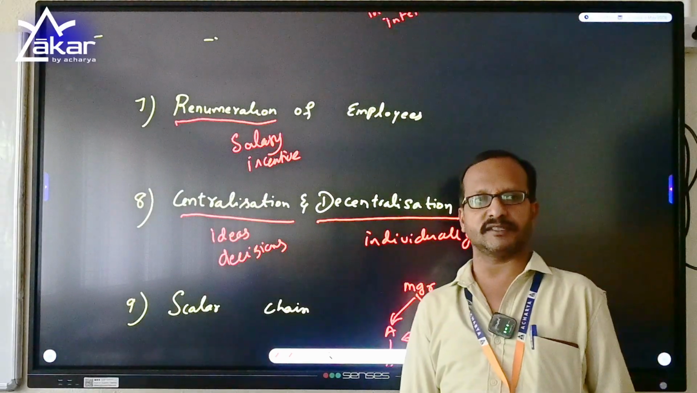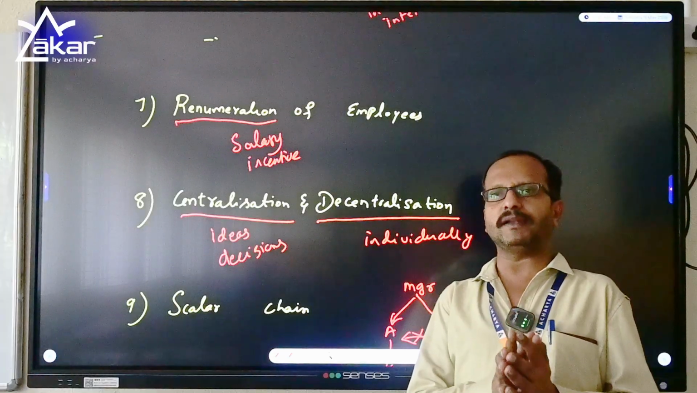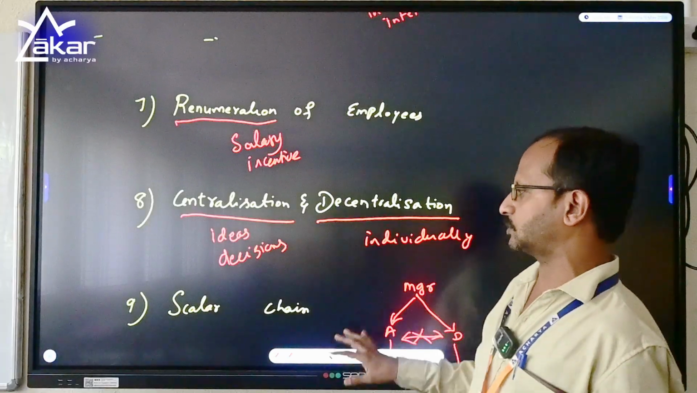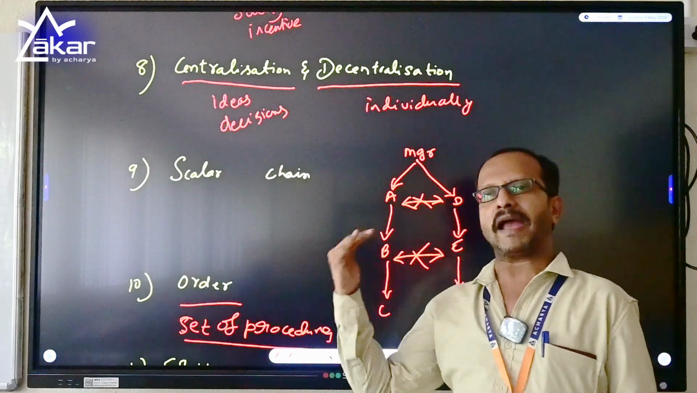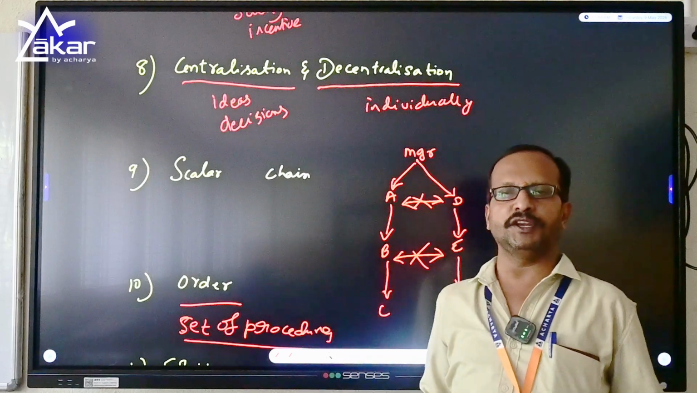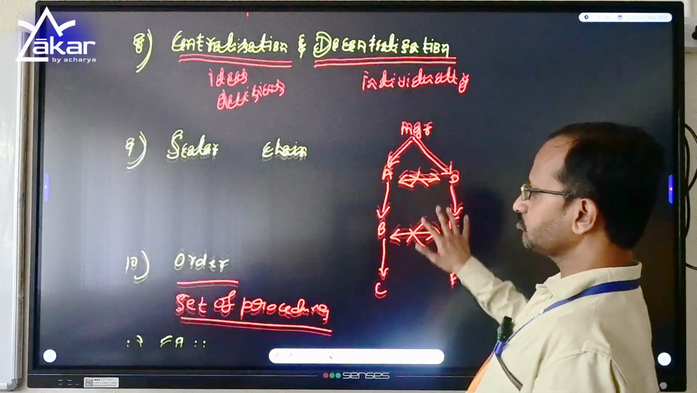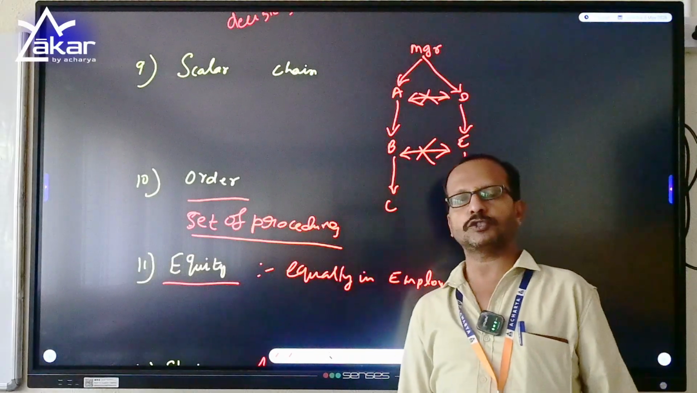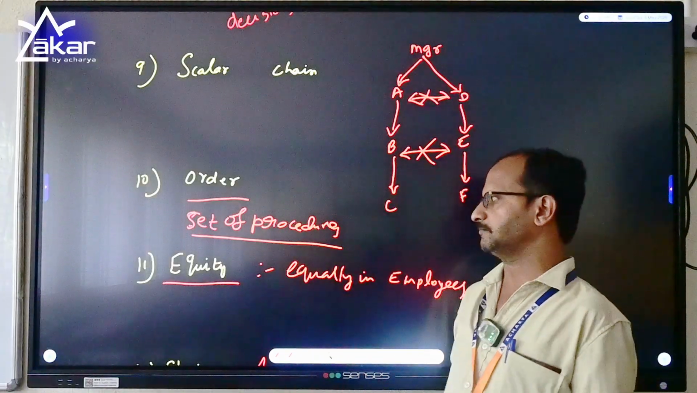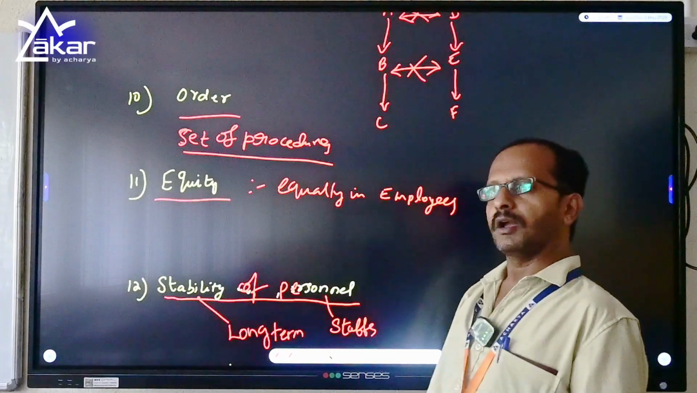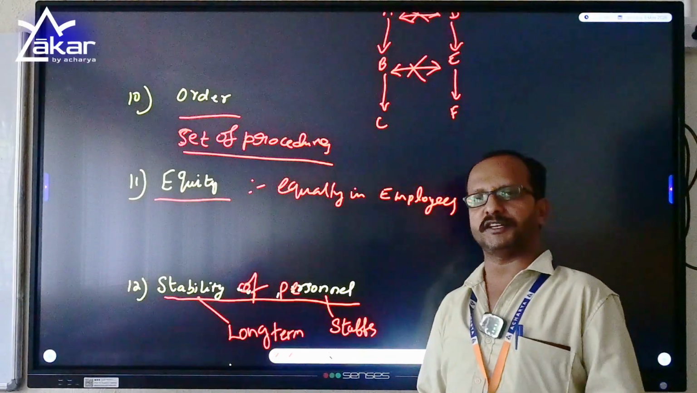Centralization and decentralization. Ideas and opinions have to be centralized by the top level management and decentralized by the lower level management. Scalar chain. The work should flow from the manager to the lower level, and the individual group should not be hurdled by wrong communications. Order. The procedures have to be set in such a way that the resources and the materials should be available easily. Equity. All the employees in the organization have to be treated equally, and there should not be partiality there.